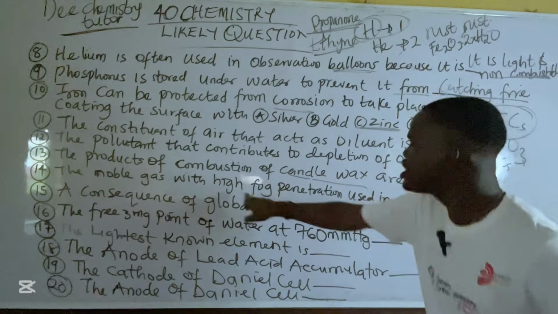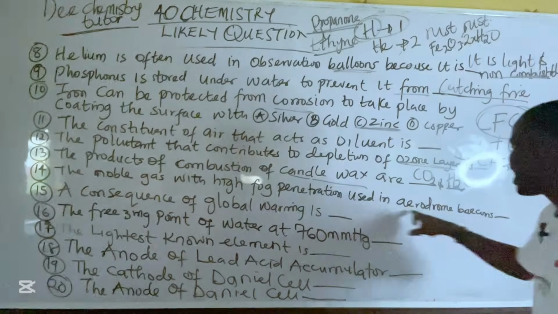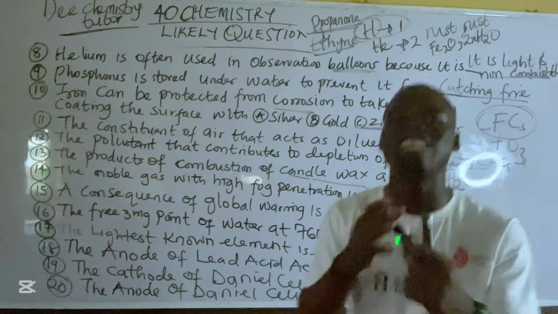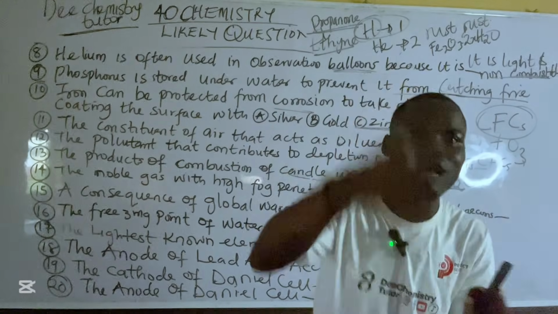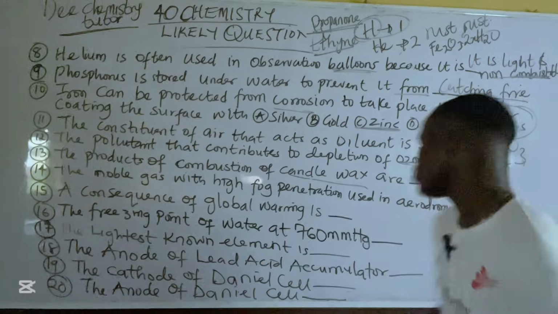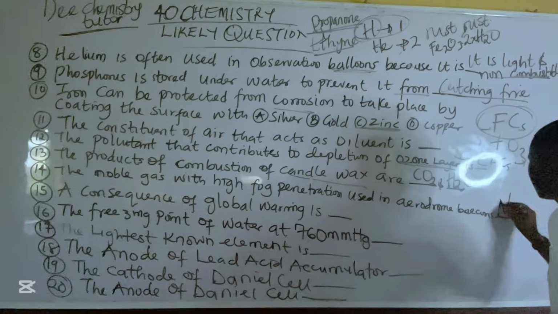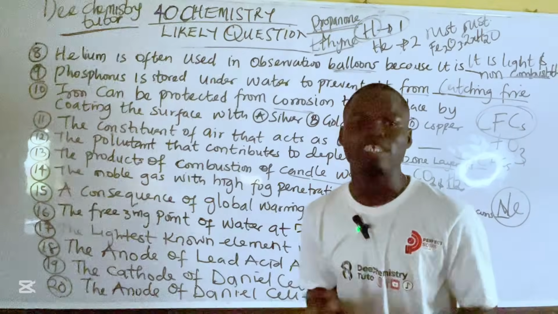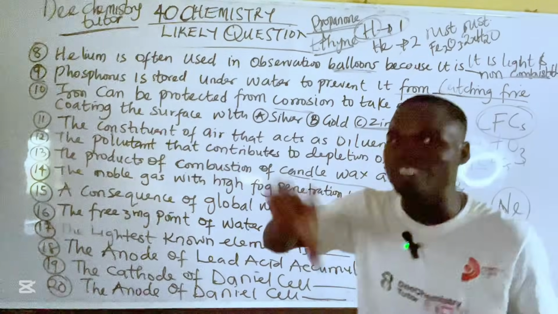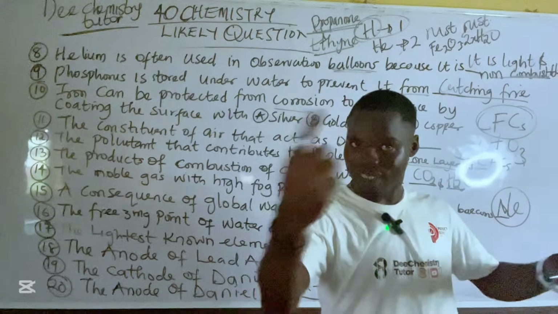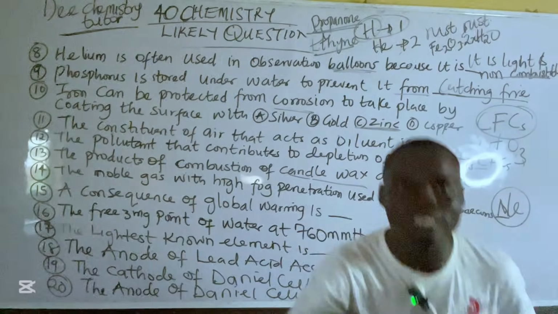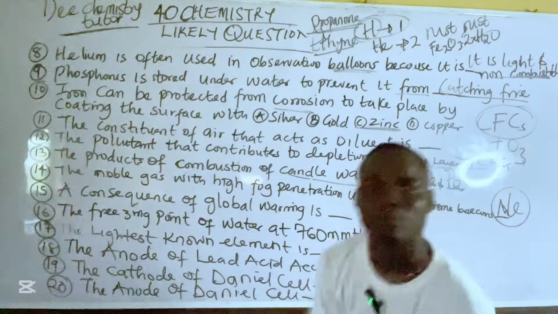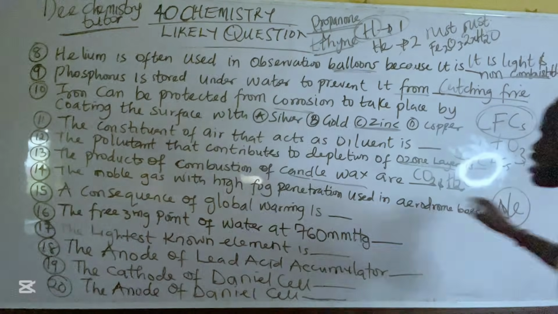The noble gas with high penetration used in aerodrome beacon is what? Neon light. Neon light has that penetration, right? And it can be used in what? In aerodrome beacon. So the answer to this question is neon. Neon is the noble gas used for that purpose. Okay, take note of that. Don't forget that helium is the most abundant noble gas in the universe, while argon, Ar, is the most abundant noble gas in the atmosphere. Take note of that. So the answer to this question is neon.